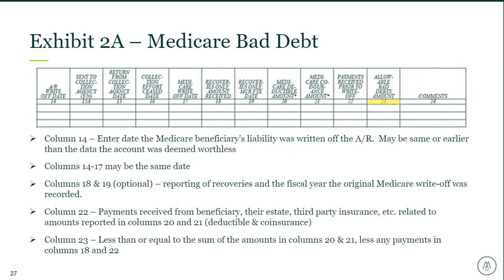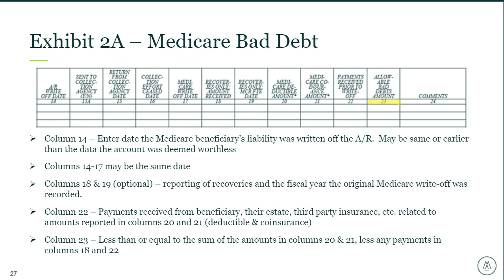So moving on to the second half of the new columns, for column 14, you are to enter the date the Medicare beneficiary's liability was written off to AR. In columns 15 through 17, ask the date it was sent to collections, returned from collections, collection efforts ceased, and ultimately the Medicare bad debt or the Medicare write-off date. The instructions state that these may all be the same date, but they may be different depending on your policy and how you're accumulating these.